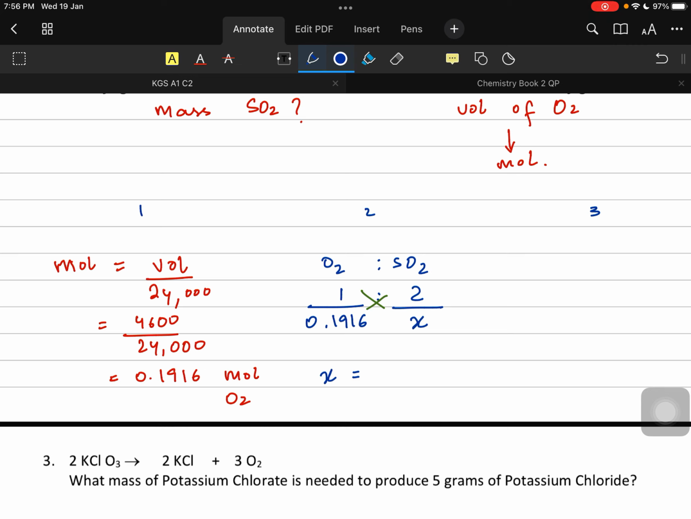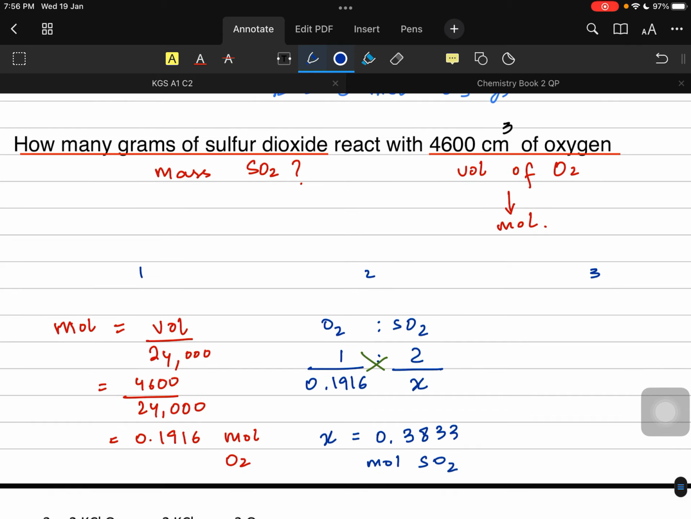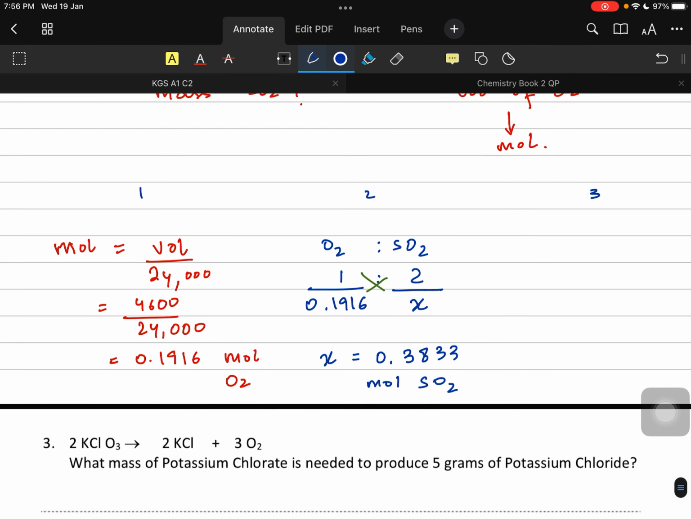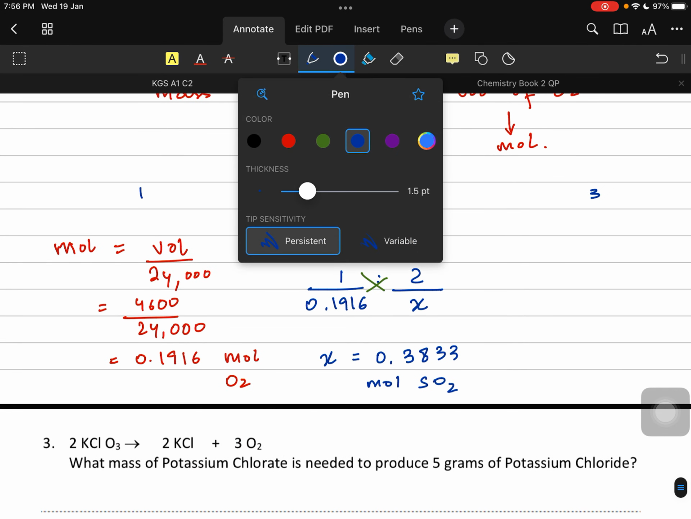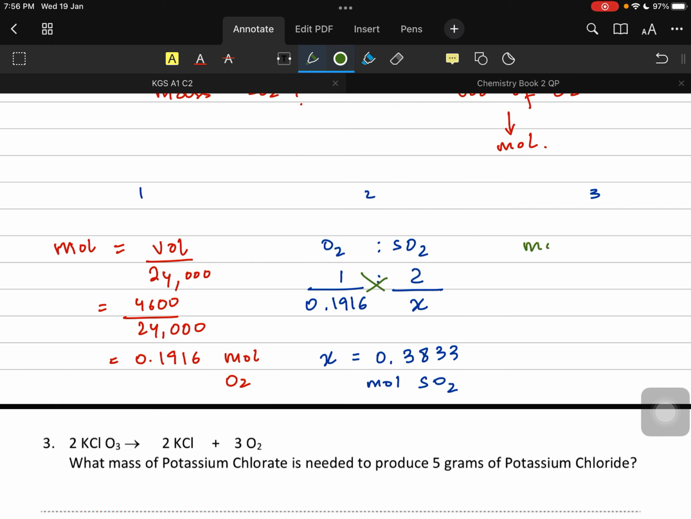So we multiply this value times 2 and we get to know that sulfur dioxide would have 0.3833 moles. This is the moles of sulfur dioxide. And now we need to find the grams of sulfur dioxide. So we know there is a formula which says mole is equal to mass divided by Mr. We have the moles of sulfur dioxide, which is 0.3833. We just calculated this value.